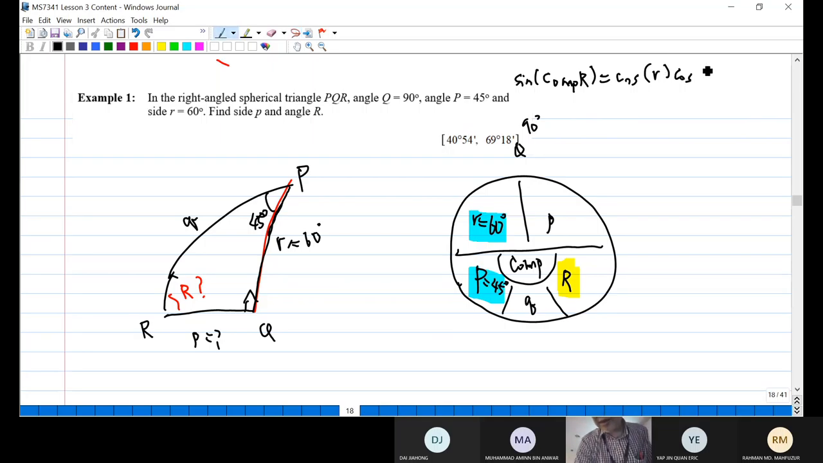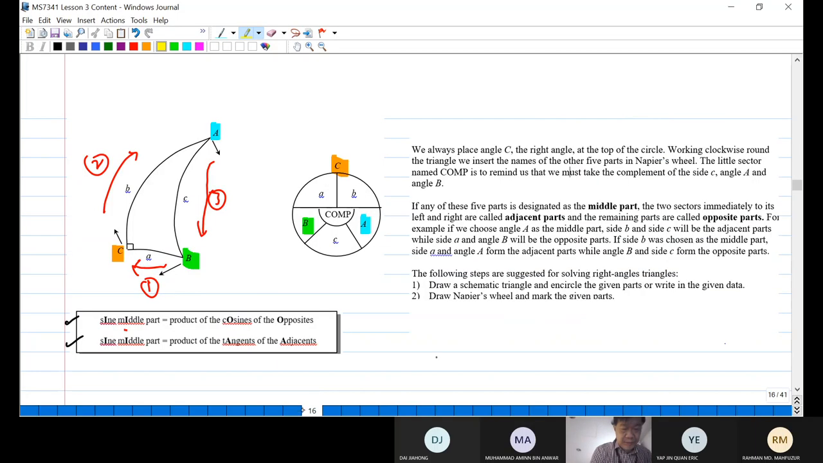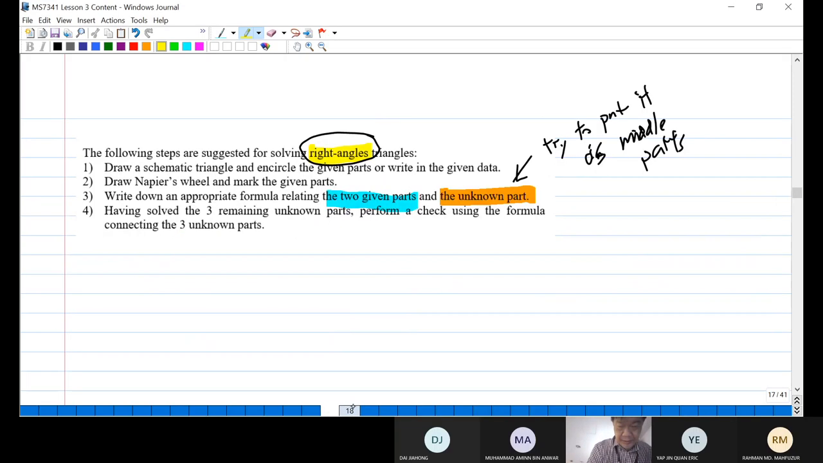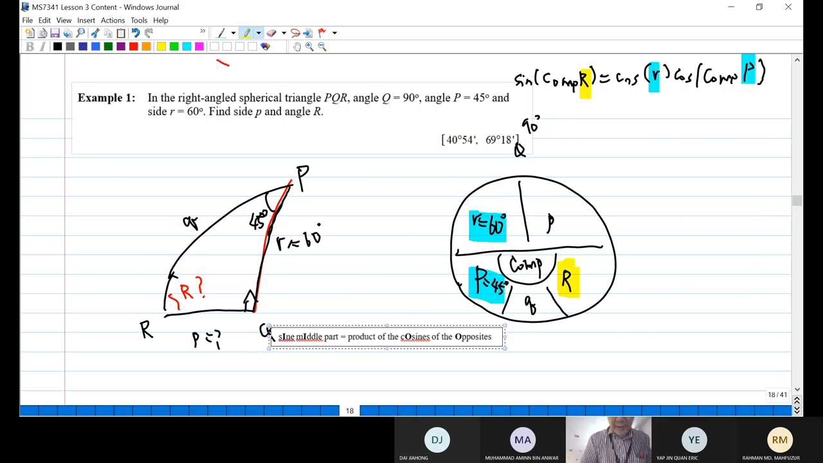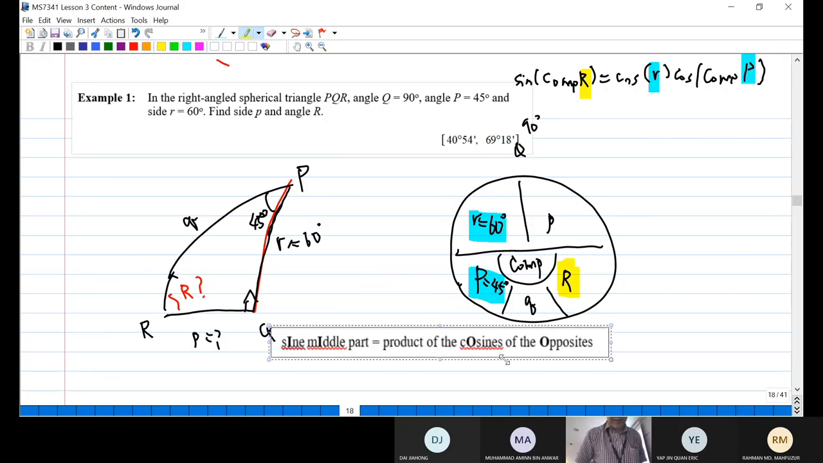So cosine of com P, angle P. So I have two blue ones and the yellow one. So this is the formula. Let me copy this again in case you're wondering. The formula is this one. I just copy this again so that you can see that this is the formula I use. Sine of middle part is equal to the product of cosine of opposite. So com R, the yellow part is com R now, R.